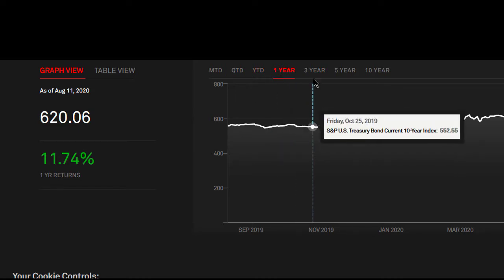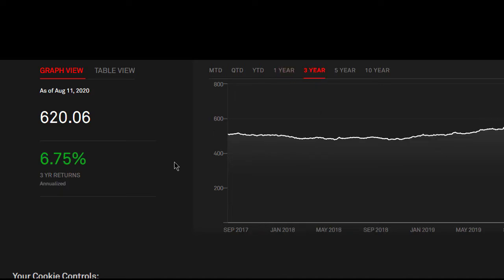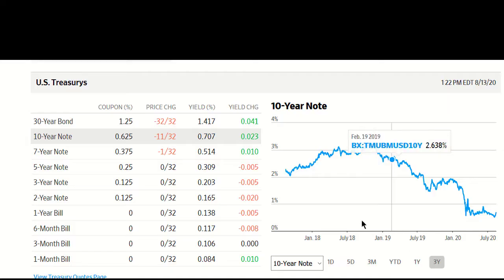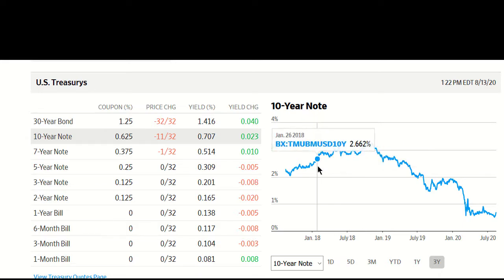And 3 years is a little less because you're going back into a time period where yields were actually going up a little bit 3 years ago. As you can see right here, that hurt returns a bit because that was negative capital gains here. There were some capital losses.